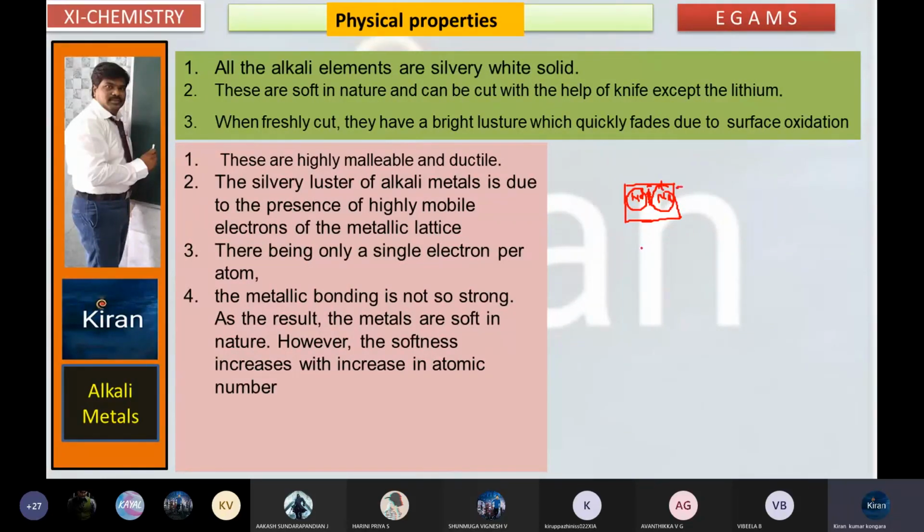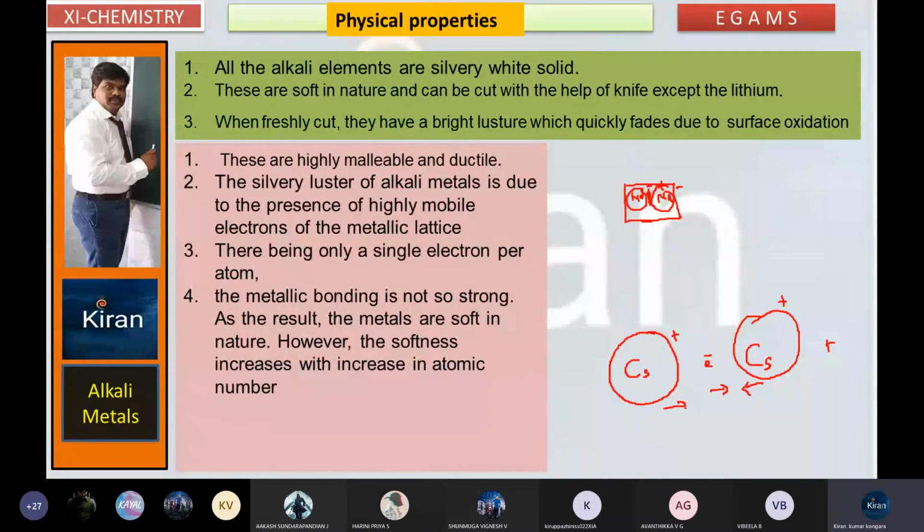While moving down from top to bottom, the last element is cesium. The cesium atomic size is very big. When it loses an electron, it gets a positive charge and the electron has a minus charge. When you take one more cesium, it is also very big. By loss of an electron, it gets minus and plus charges. So here minus and plus attract each other.